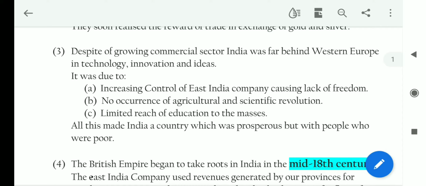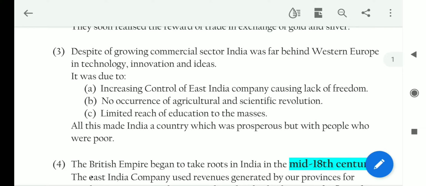Let's understand. It was due to the increasing control of the East India Company causing lack of freedom. After British rule, after 1858, the East India Company started growing their roots in India. So that led to lack of freedom. Indians were not free to implement their own ideas, their creativity. So these three areas were not developed.